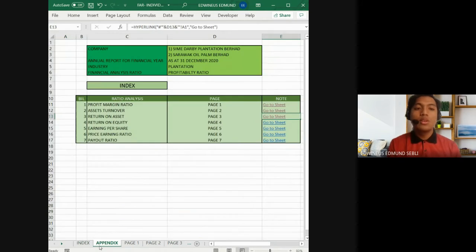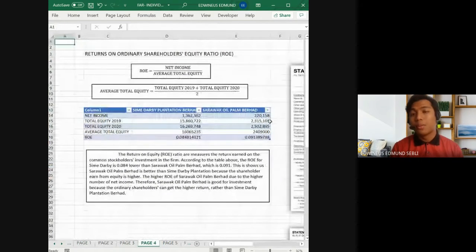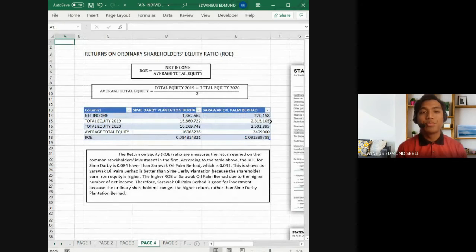Okay, we will look at return on equity. Next, we move to return on equity. So this is the return on equity for both companies. Okay, ROE. This is the formula of ROE: net income divided by average total equity. So how to find the average total equity? Total equity 2019 plus total equity 2020 divided by 2. So we will get the average total equity.